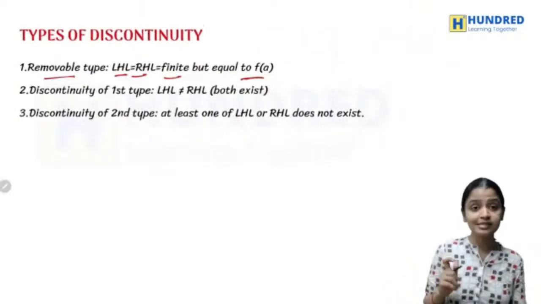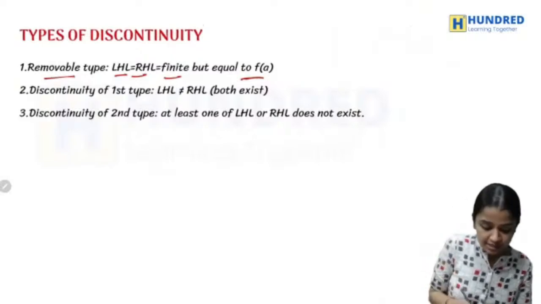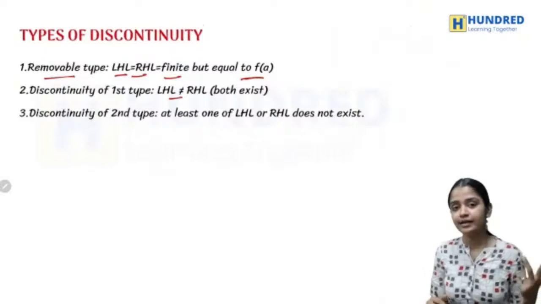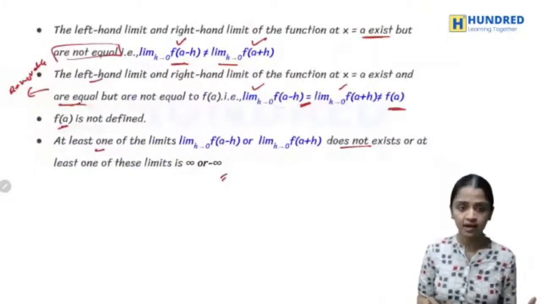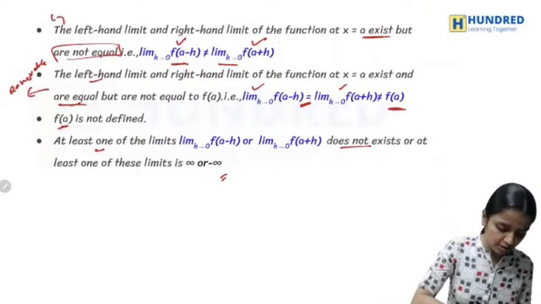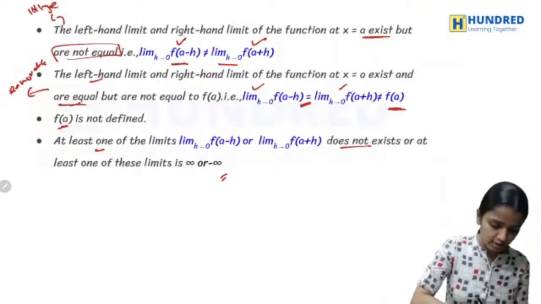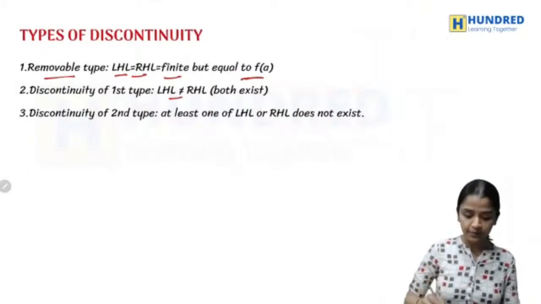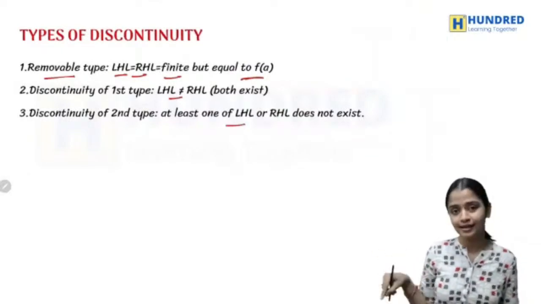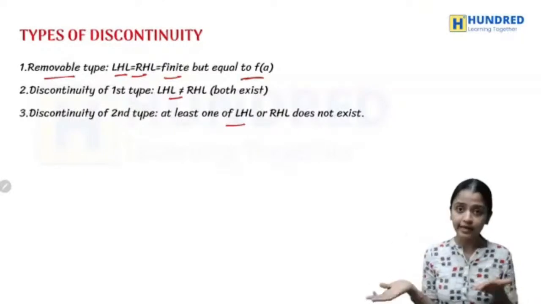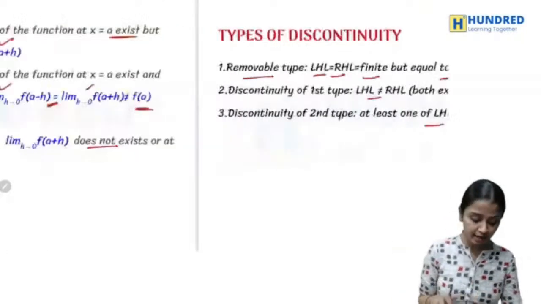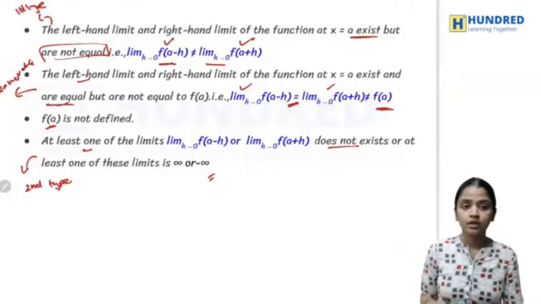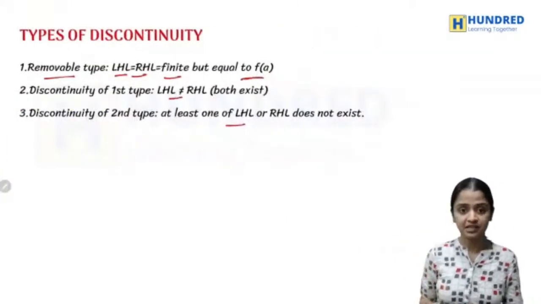Now, what is discontinuity of the first type? Discontinuity of the first type is when both limits, left hand limit and right hand limit, exist, but they are not equal. So this is the first type. And now the second type is when at least one of them, the right hand limit or the left hand limit, does not exist. Then you say discontinuity of the second type. Okay, so these are the types of discontinuity.